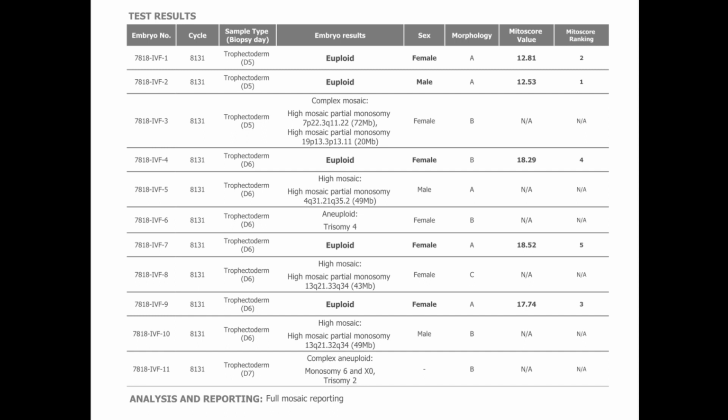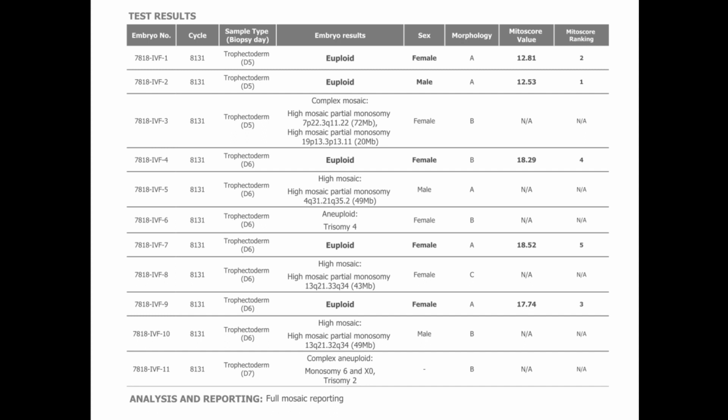Within that sample of 11, I had some that came back as complex mosaic, high mosaic, and then I had an aneuploid, and then I had a complex aneuploid. So, of course, the aneuploid embryos will be discarded. One of the aneuploids had trisomy 4.